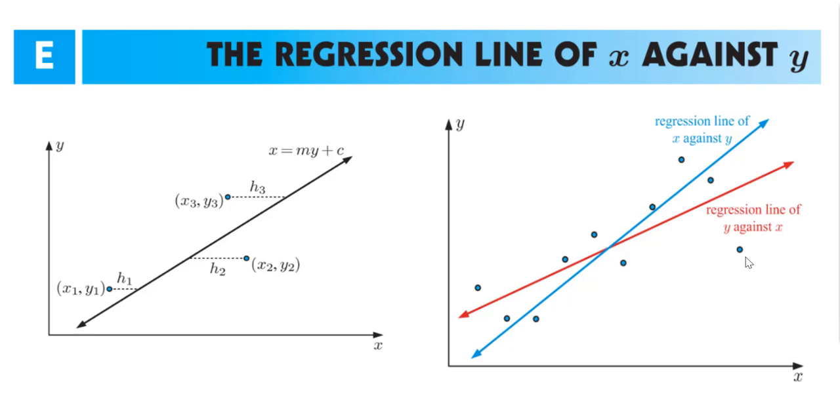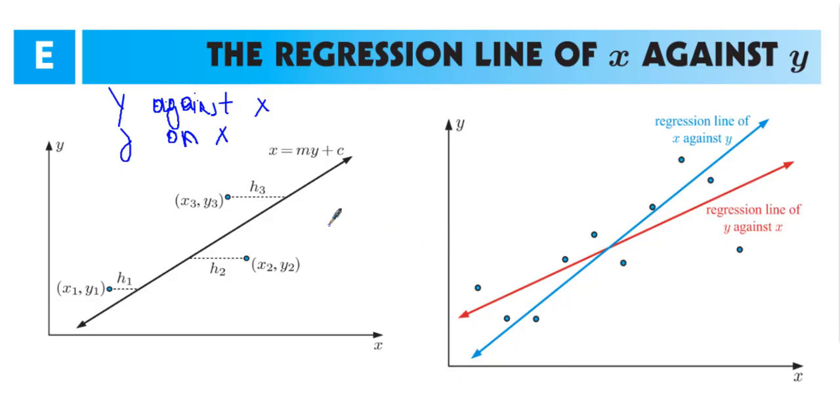Now, the last part of bivariate statistics is about the regression line of x against y. In the last one, we found the least squares regression line, which was y against x, or in some books, y on x. So what does it mean? X usually was the independent variable or explanatory variable, and y was the dependent response variable, which depends on x.